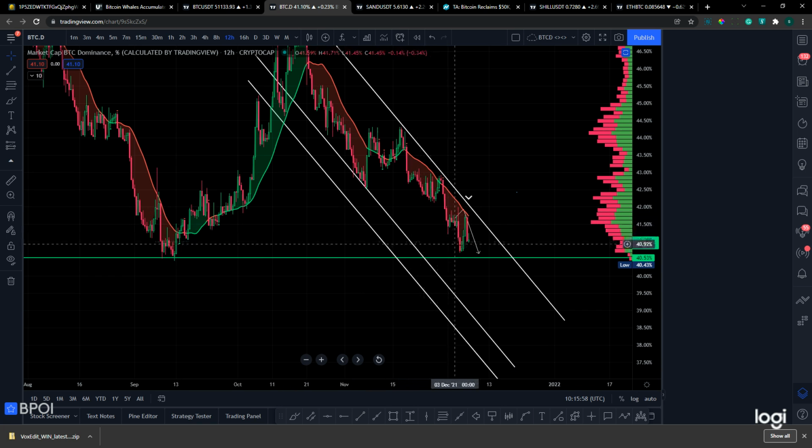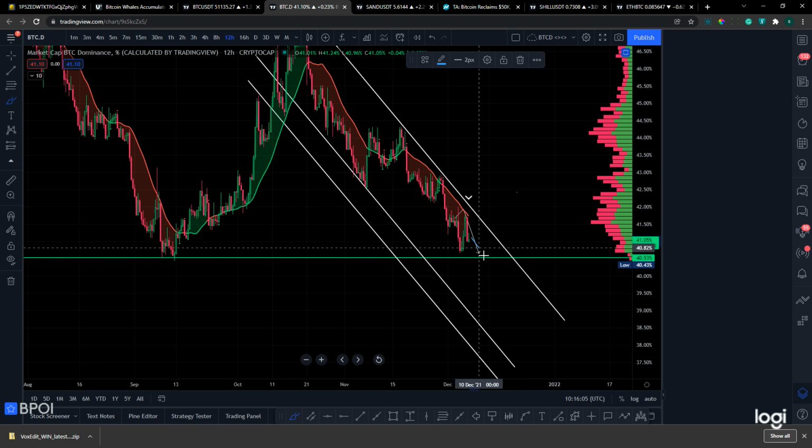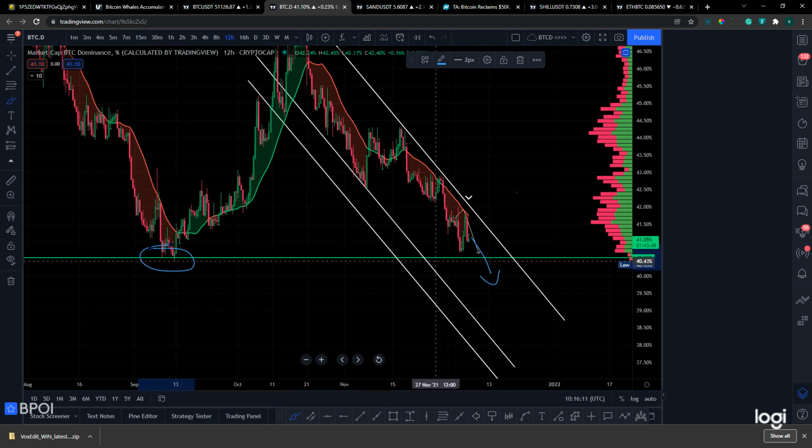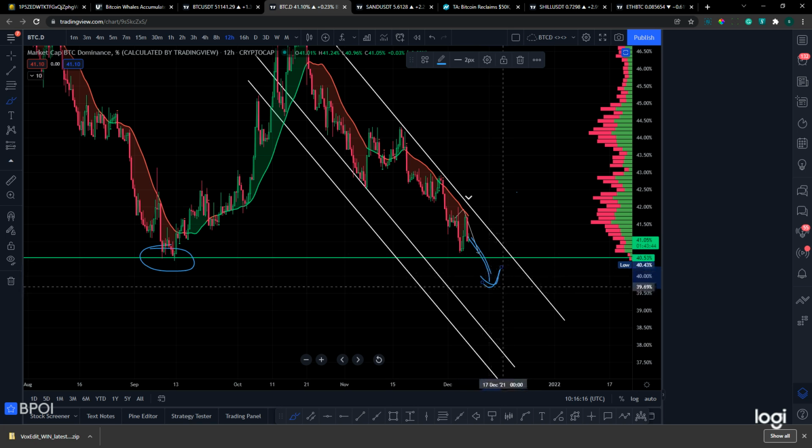Bitcoin dominance is in a key area. What we want to happen is, as I mentioned before, we want Bitcoin dominance to break down past this 40.53 level. So we need it to break lower than this point. If Bitcoin dominance breaks down, that's when you're likely to see your altcoin season.